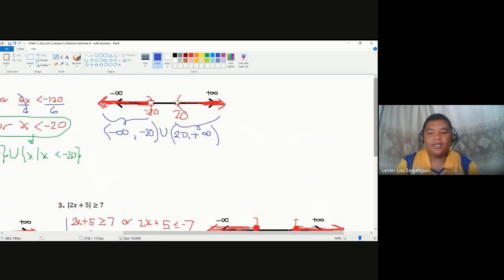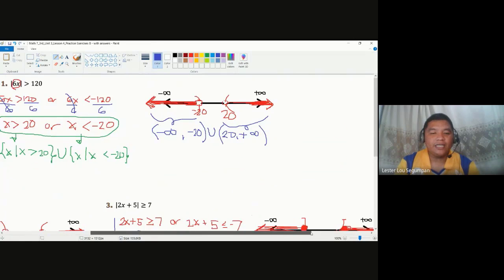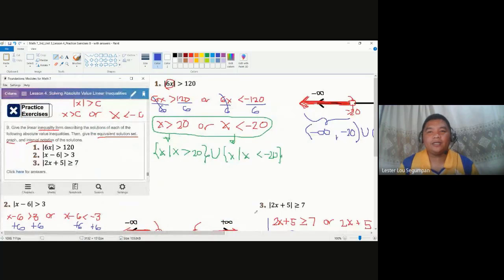Okay. So this now covers the whole of unit number 3, for absolute value linear inequalities. So we will be having our assessment soon, covering the whole of unit number 3. So please prepare and please practice in advance.